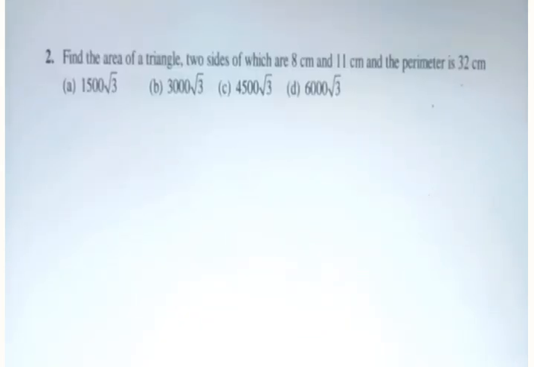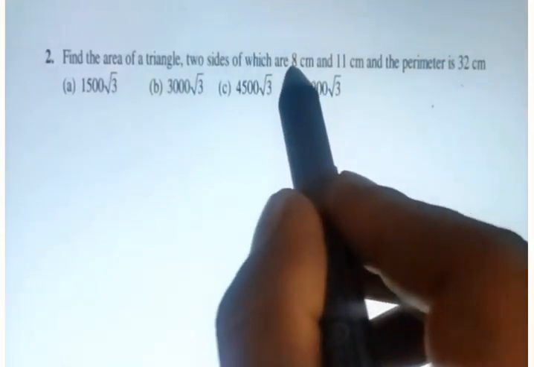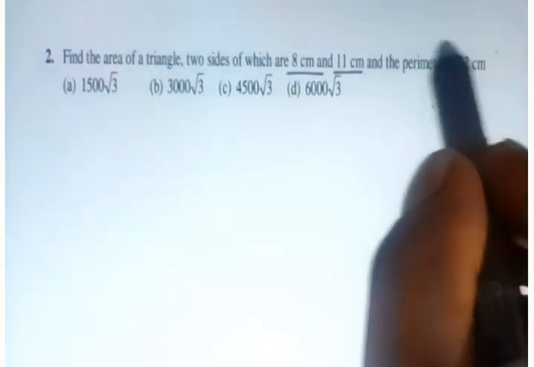Let's solve the question number 2. The question number 2 is given. Find the area of a triangle, two sides of which are 8 cm and 11 cm and the perimeter is 32 cm. तो यहाँ पे दो साइड्स का लेंथ दिया गया है and perimeter दिया गया है and हमें एरिया ढूंढना है.